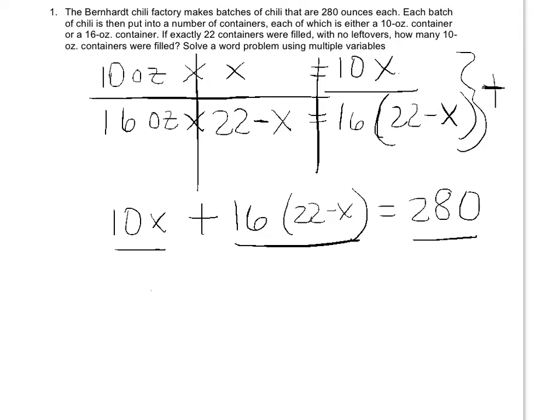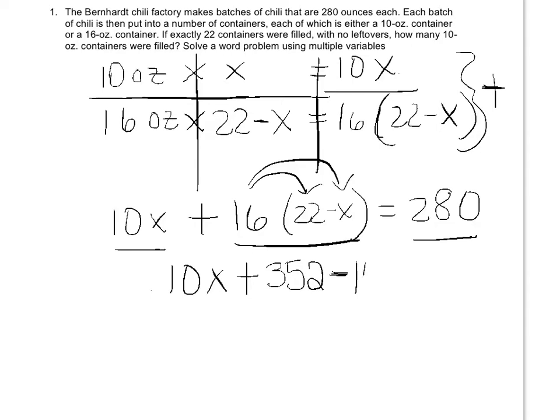So if we start by distributing on the left-hand side, we're going to leave our 10x alone for now. But 16 times 22 is going to give us 352. And that's my first distribution. Then I'm going to distribute again. And I'm going to say minus, because there's a minus sign in between there, 16x. And then it's still going to equal 280 ounces. Now I'm going to combine like terms. So I'm going to get negative 6x, because negative 16 and positive 10 make negative 6.